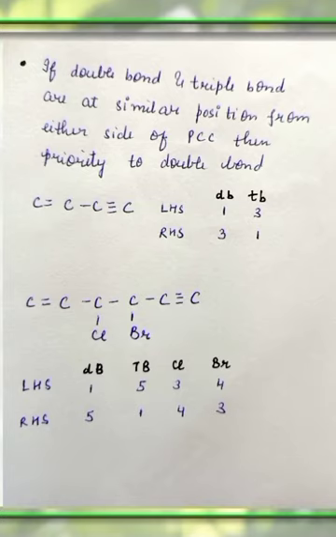Last rule is, if double bond and triple bond are at similar positions from either side of the parent carbon chain, then priority is given to double bond. Let us look at this with an example. This one, if I number it from left hand side, then the double bond gets first position while the triple bond gets third position. If I number it from right hand side, then the triple bond will get first position while the double bond will get third position.